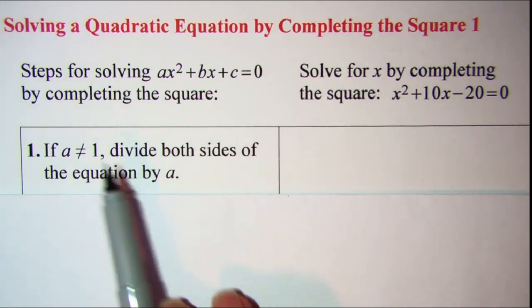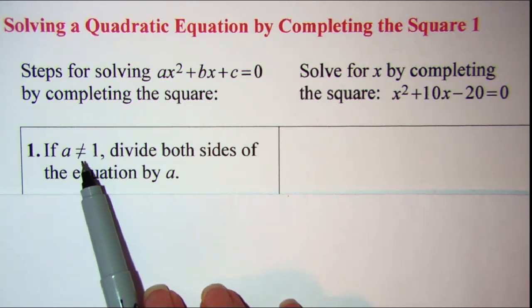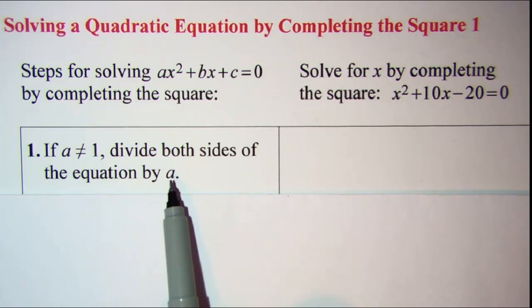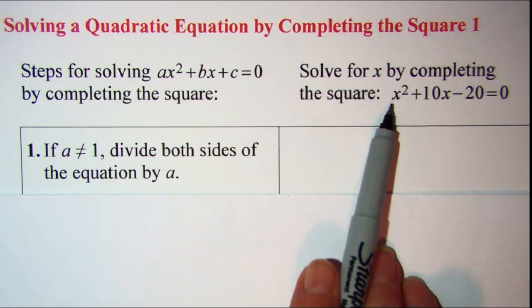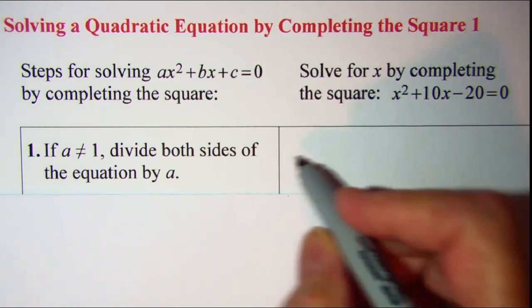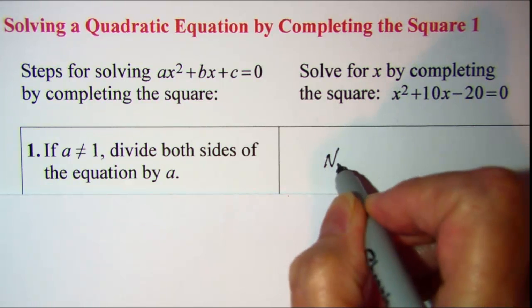So our first step is if a is not equal to 1, divide both sides of the equation by a. Well, in this case, a is equal to 1, so we don't need to worry about this first step.